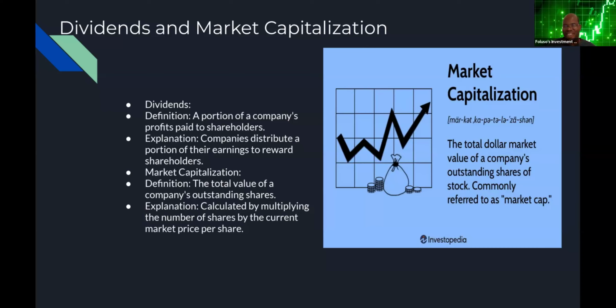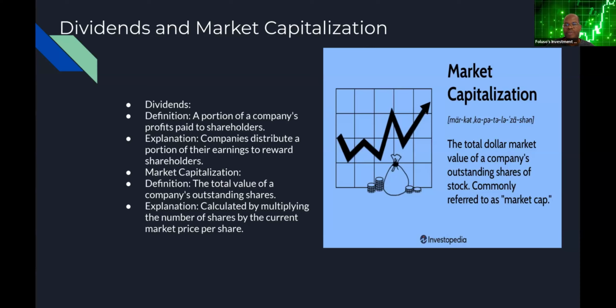All right. So dividend is a portion of the company profit paid to shareholders. The company distributes a portion of their earnings to reward shareholders. So basically the company is just paying the shareholder a portion of the profit that they made, either quarterly or monthly. But most companies pay dividends quarterly, though some do pay monthly.